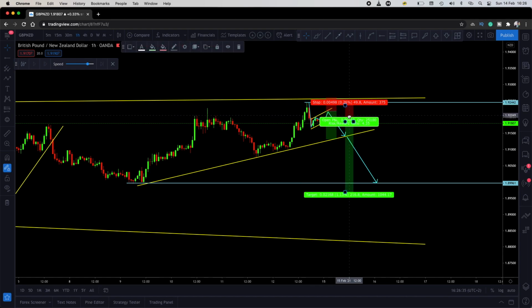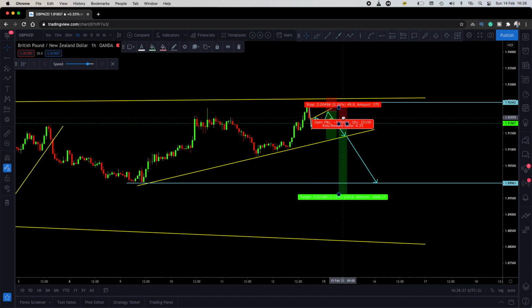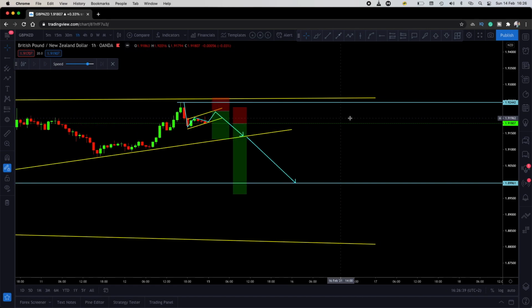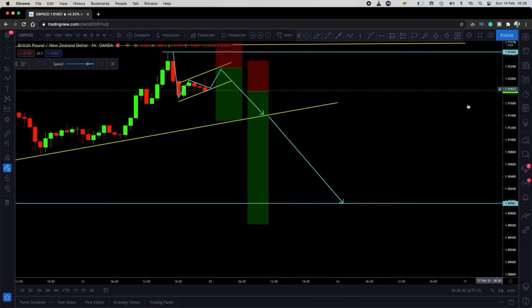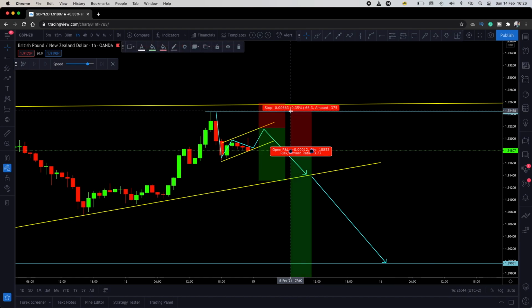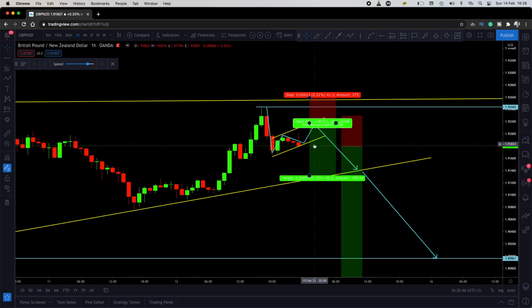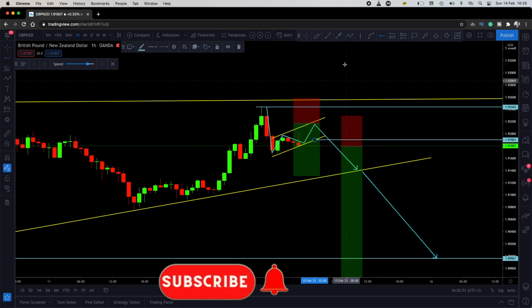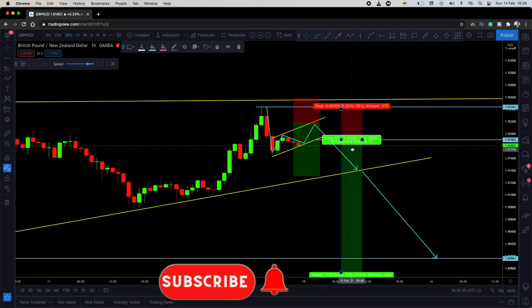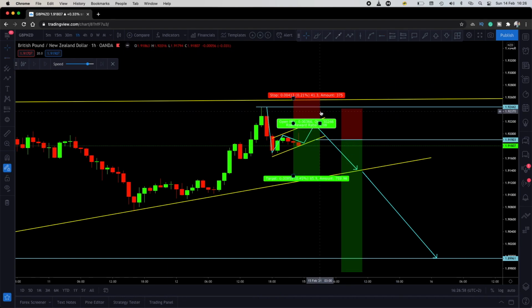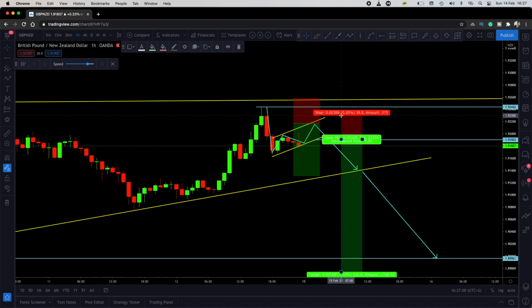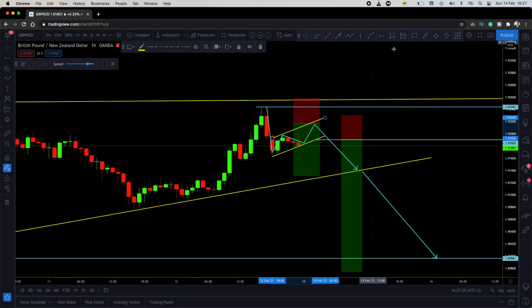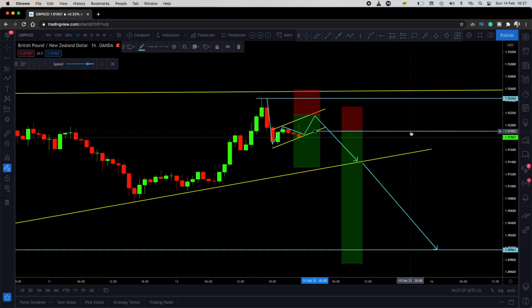But with the second entry, it's best to have it after it broke this trend line. See, because once it breaks this trend line, that's when you know it's going down. After it breaks this trend line, you can have your first entry, and then your stop loss can be here, just above this, like this.